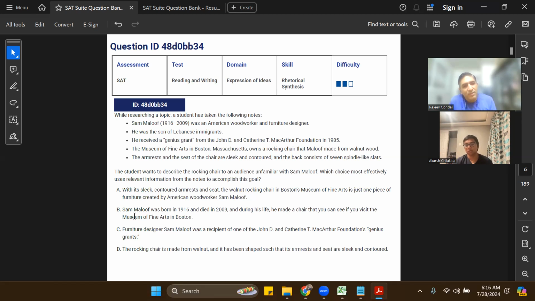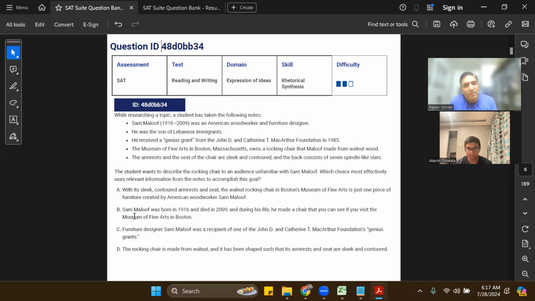Okay, so B says Sam Maloof, and it talks about where and when he was born, but it doesn't even tell whether he is a woodworker or what. It simply says that you can see it if you visit some museum. It doesn't even talk about the chair. So there's no detail of the chair and no detail about who Sam Maloof was. It tells about the history of Sam Maloof, but not his profession.